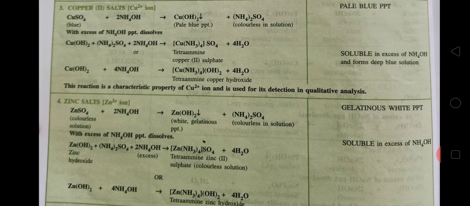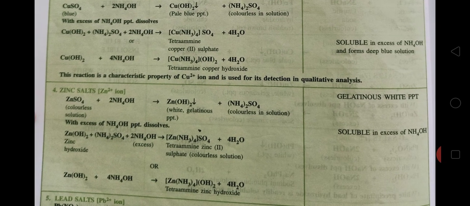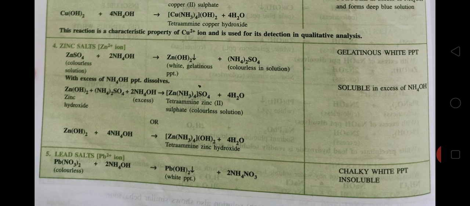Then zinc sulfate or zinc ion reacts with ammonium hydroxide to give you a white gelatinous precipitate of zinc hydroxide, and this white gelatinous precipitate of zinc hydroxide reacts with excess of ammonium hydroxide and ammonium sulfate to give you tetraamine zinc sulfate, which is a colorless solution. So children, in this compound first a precipitate is formed, and then that precipitate is soluble in excess of ammonium hydroxide.